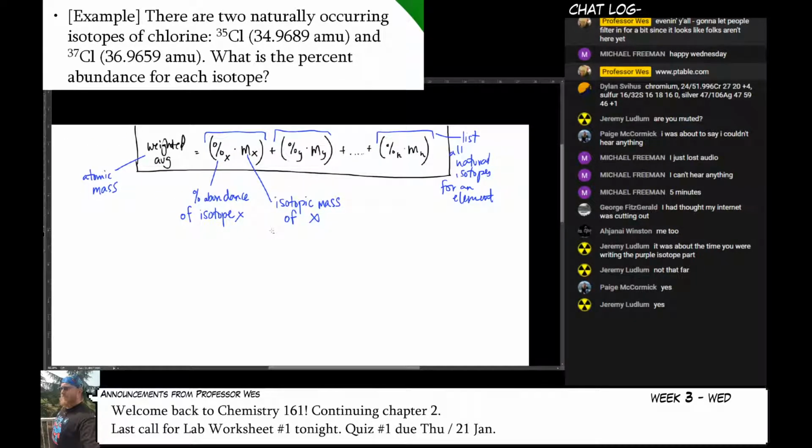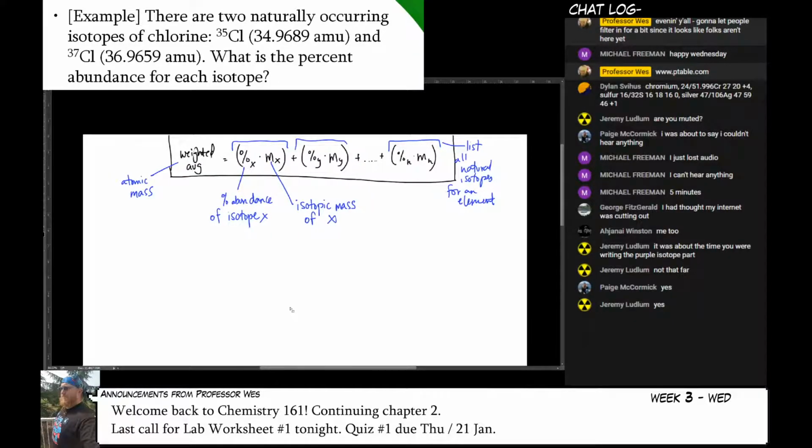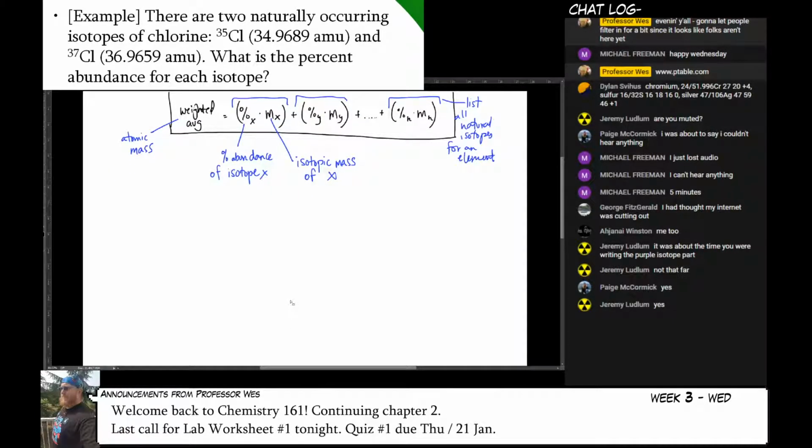In fact, I might as well just zoom out a little bit. All right. So we've got our formula there. So what I need to do is write all the information that I have into this formula.